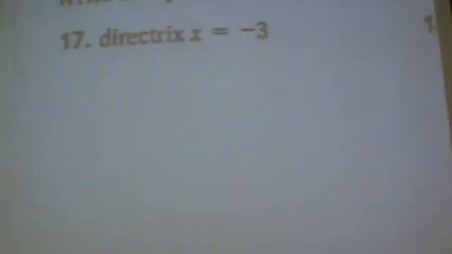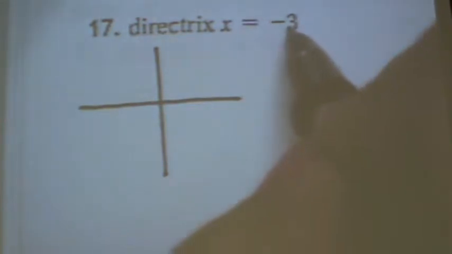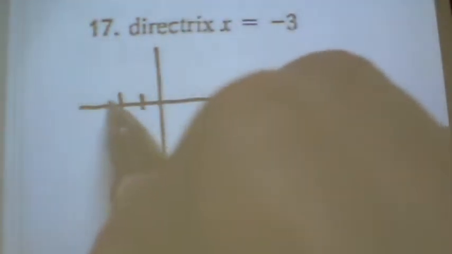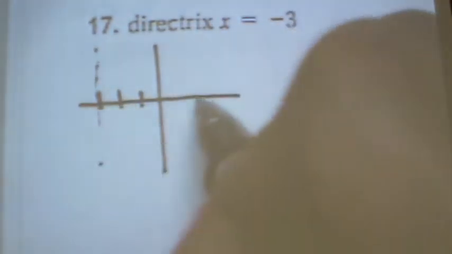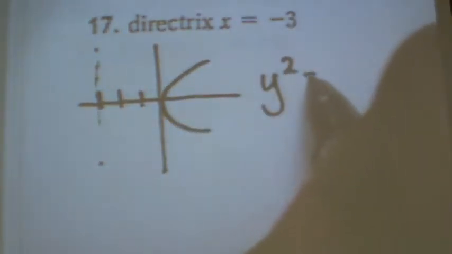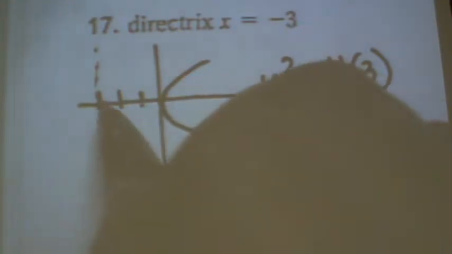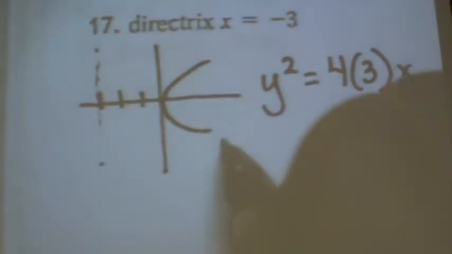How's that? Number 17. Write an equation of a parabola with the vertex at the origin and the given directrix. So, let's sketch this. If the directrix is the line x equals -3, it's this line. y squared equals 12x. You got it. y squared equals what? 12x. Now, how'd you get 12? It's 4 times the positive 3. Okay, so 3 is his p value, so he is correct.